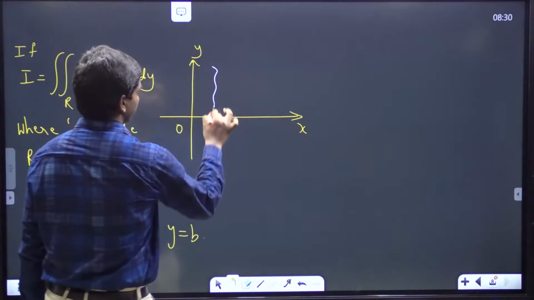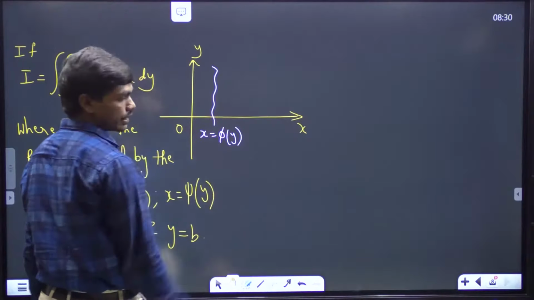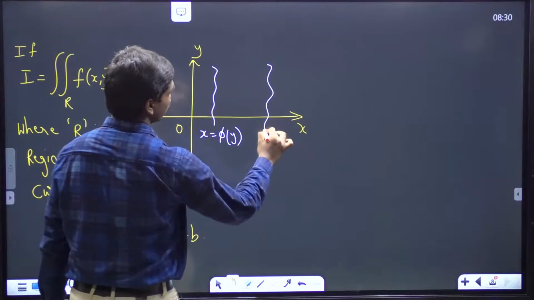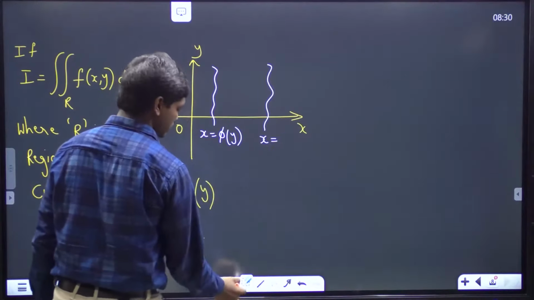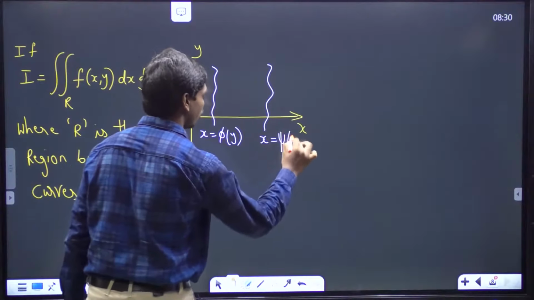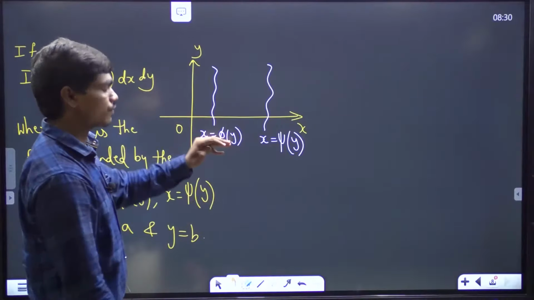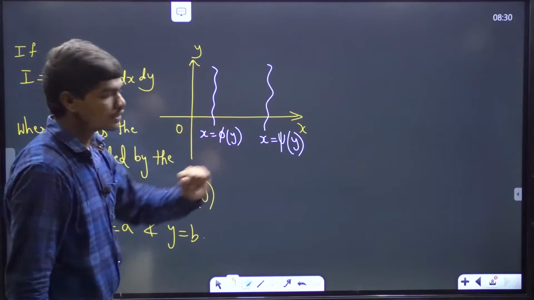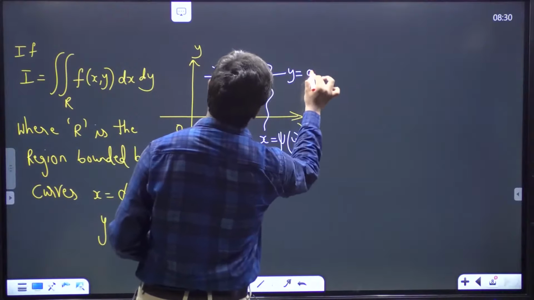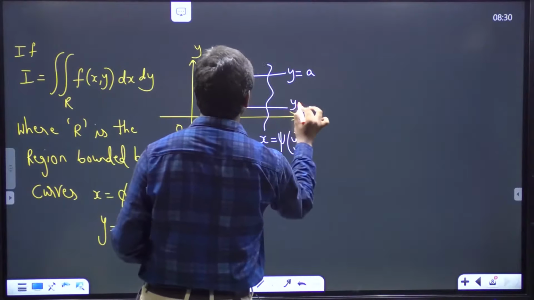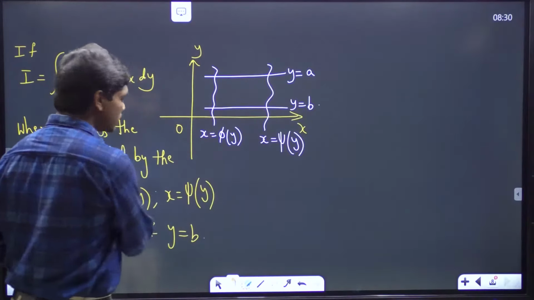See, this is the curve x is equal to phi of y. Okay, and similarly this is the curve x is equal to psi of y. Sorry, again I'm writing phi here, so it should be psi of y. Okay, so basically x is equal to y square, all these kinds of functions where x is written in terms of y. Now what are the other two curves we have? Y is equal to a and y is equal to b. So now basically this is the region which is bounded by these four curves.